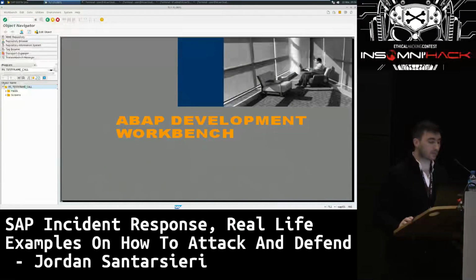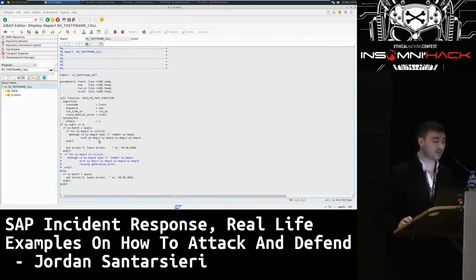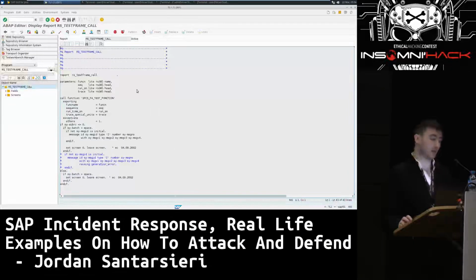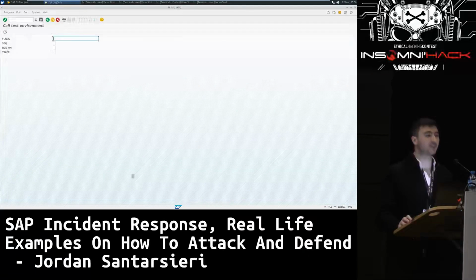This is the report that the attacker called, rs_testframe_call. This is a default ABAP report that comes from 7.2. It's a very common report. If you click here, you will be executing this report. And this report will allow you to call other function calls. The one that we want to use here is a very well-known function call that will let you read tables.